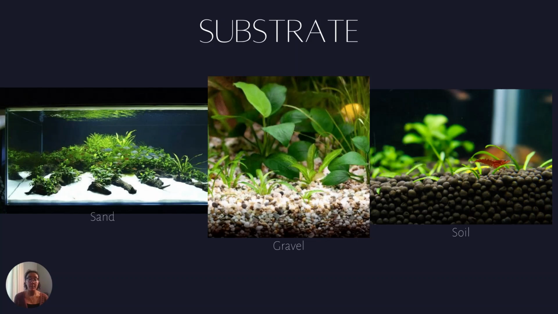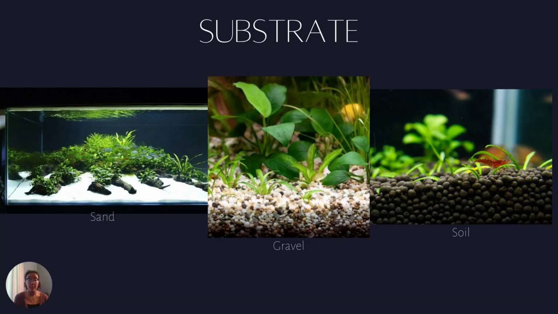However, sand can be messy because of its lightweight. It can be easily moved by fish and possibly make your tank look cloudy. Sand is also compact and can make it harder for plants to root and settle.